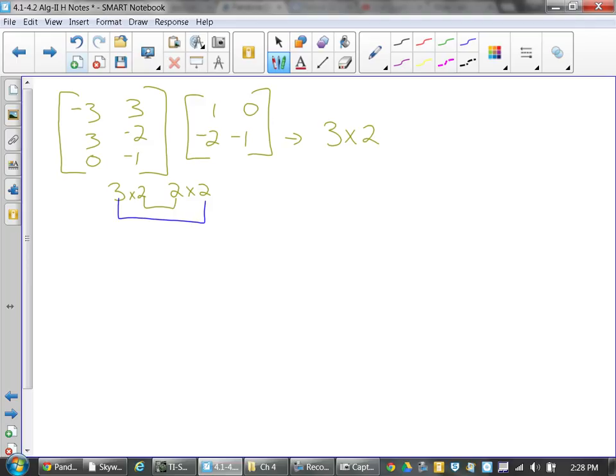You just take those numbers. It's 3 rows, 2 columns. These are rows, columns, rows, columns. The number of columns match the number of rows, yes. So your answer is 3 by 2. So 3 rows, 2 columns. It works every time. So if this was 13 by 2 and 2 by 2, I would have 13 by 2 when I'm done. Okay?